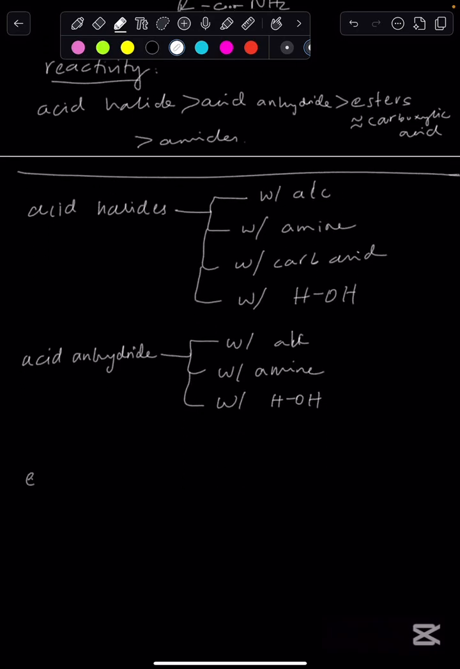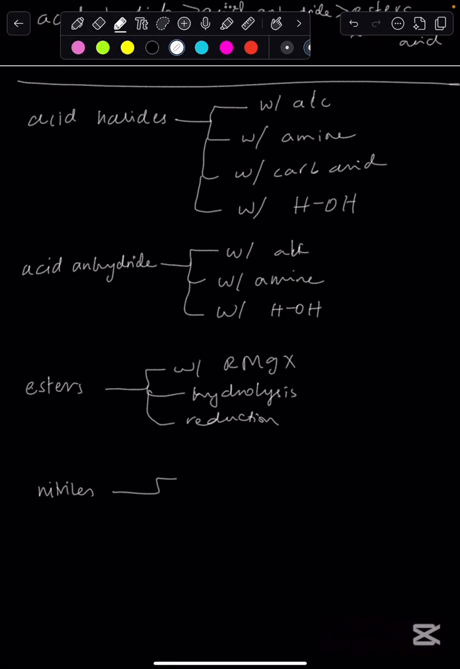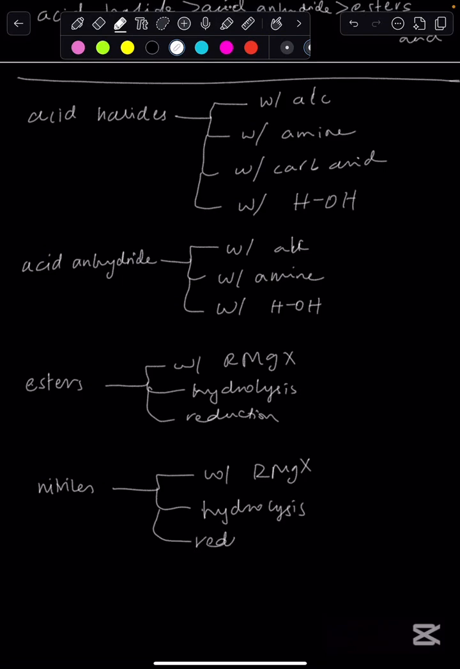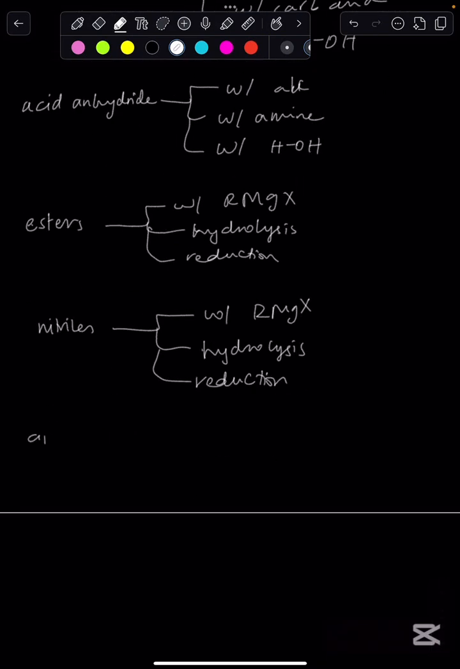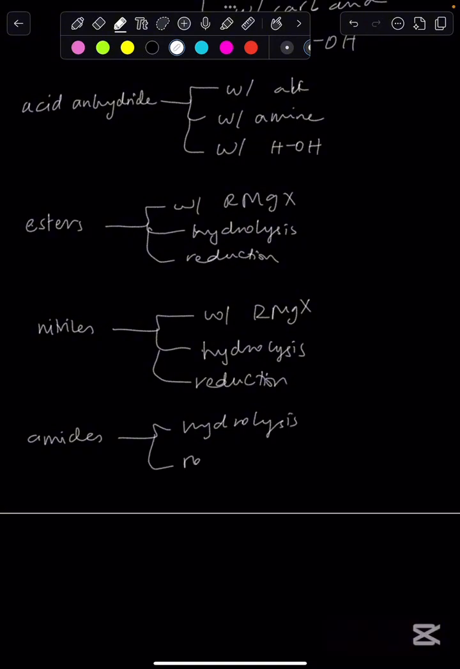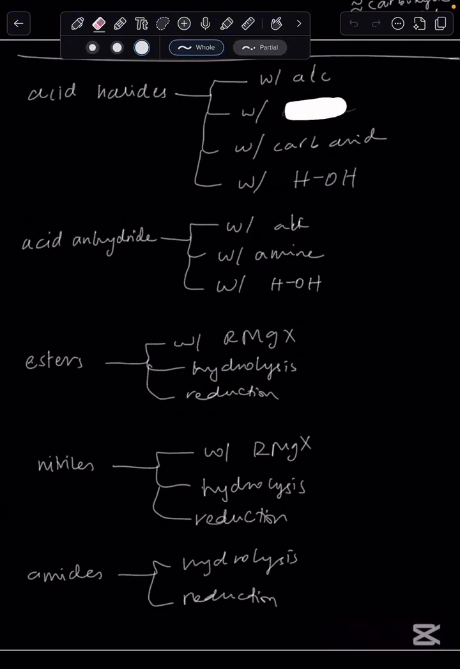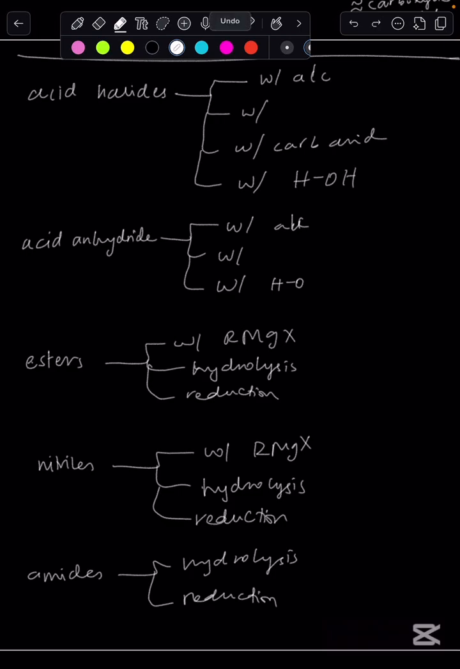And then we may see the reaction of esters with Grignard reagents, and then we may see hydrolysis, and we may also see reduction. And then we may see nitriles, which follow the same rule as esters: Grignard reagents, hydrolysis, and reduction. And then we may see the reaction of amides, with actually that's only hydrolysis and reduction. Slight correction: it doesn't react with amine, but with ammonia.